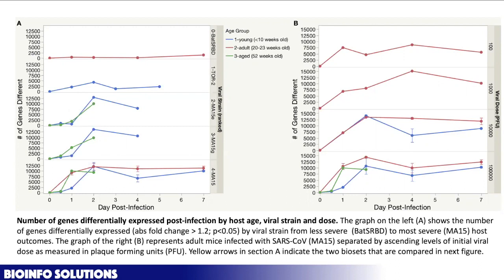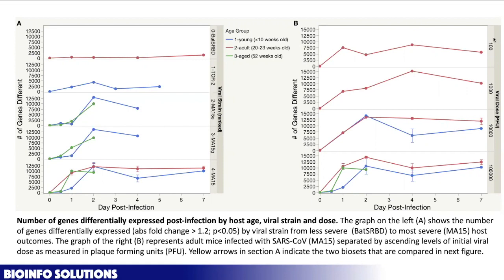I don't know how people have been following this virus, but there have been quite a few papers that I've seen where the belief is that somehow this virus is suppressing the immune system. In my opinion, just looking at the number of genes that change, we're not really seeing that. We know the old individuals are definitely more susceptible to this virus, and they're getting way more changes in gene expression than the young ones. And then the red is the adult mice.